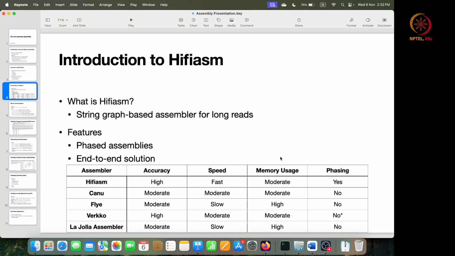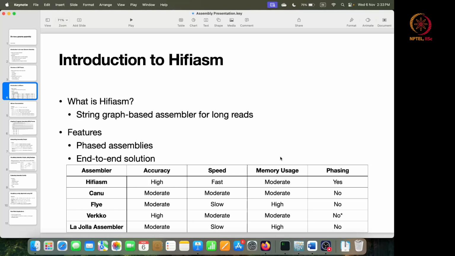It is also an end-to-end solution, that is to say you pass sequencing data in the form of a FASTA or FASTQ file to hifiasm and it generates an assembly and outputs the assembly file.